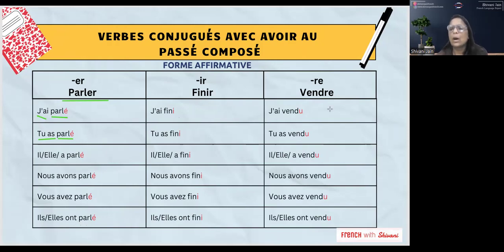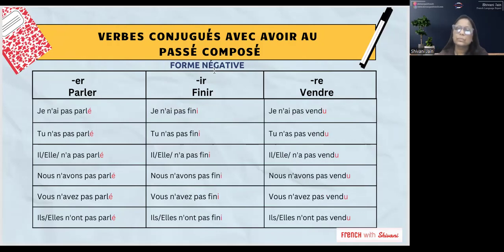Similarly with IR and RE, you can see: j'ai fini, tu as fini, il a fini, elle a fini, nous avons fini, vous avez fini, ils ont fini, elles ont fini. Okay, vendre is to sell. J'ai vendu, tu as vendu, il, elle a vendu, nous avons vendu, vous avez vendu, ils ont vendu, elles ont vendu. Okay, this is the general basic rule which applies with all the three groups of verbs.